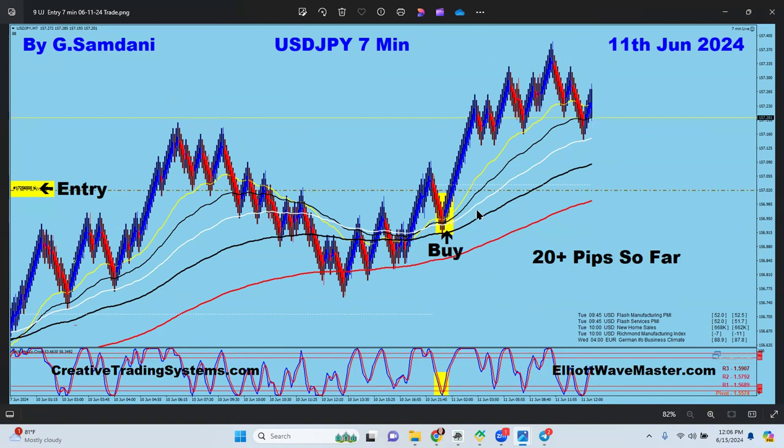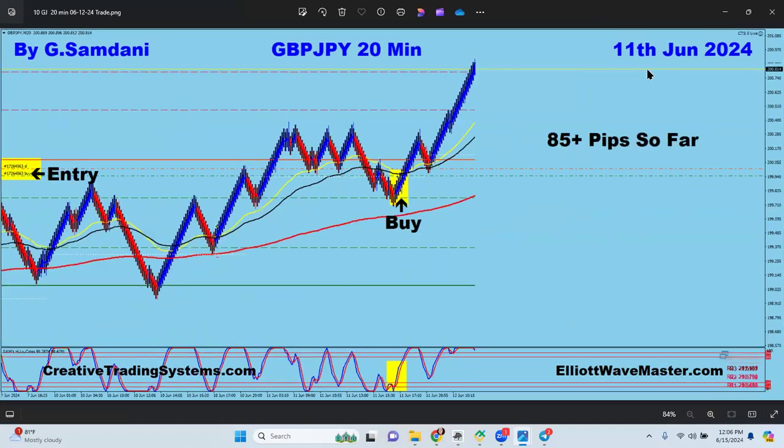This is again the same. What I'm doing is showing the entry, the 20 pip positive here, right? This one also came back and hit my SL. So I lost that one as well. Now on the 11th, so this is one. See this entry here, and then it just went straight up, never came back. 85 pip, and then I closed the trade.